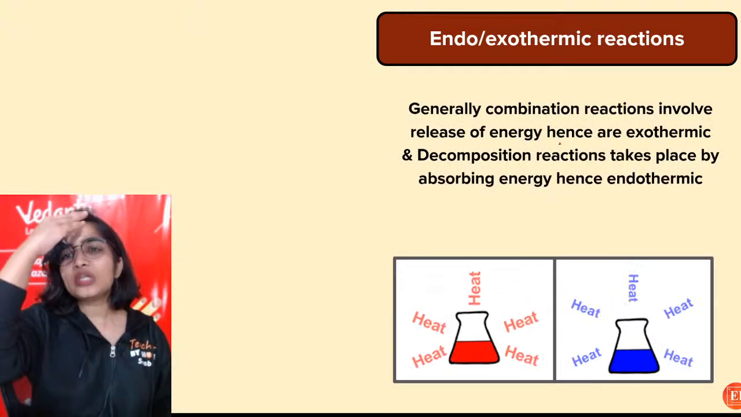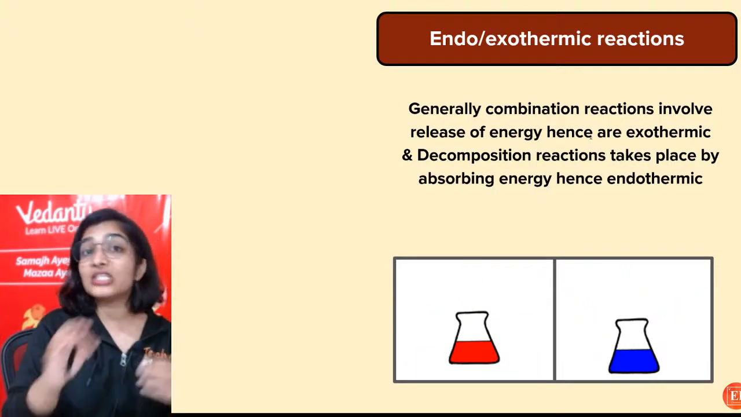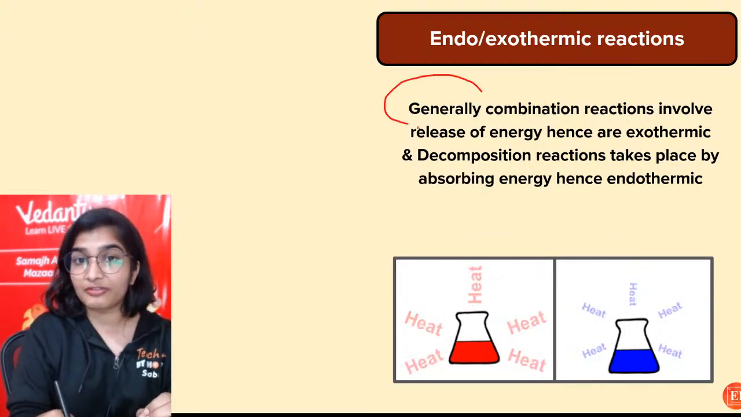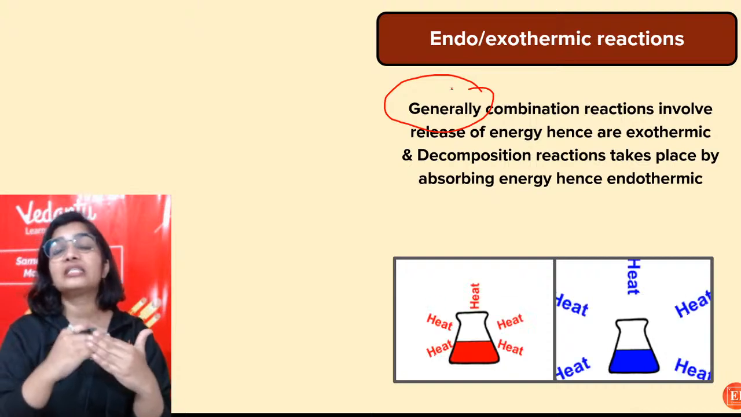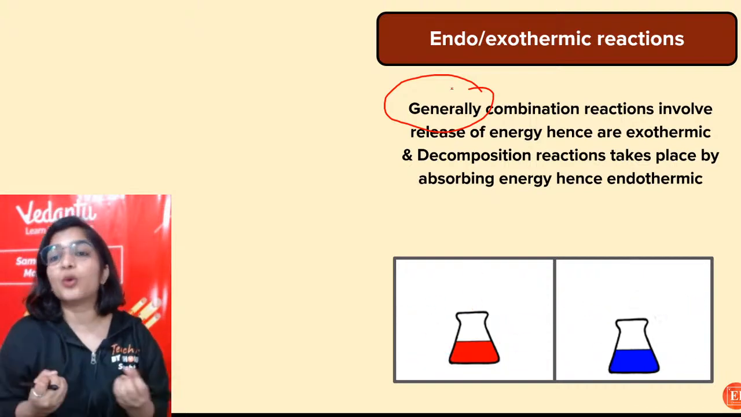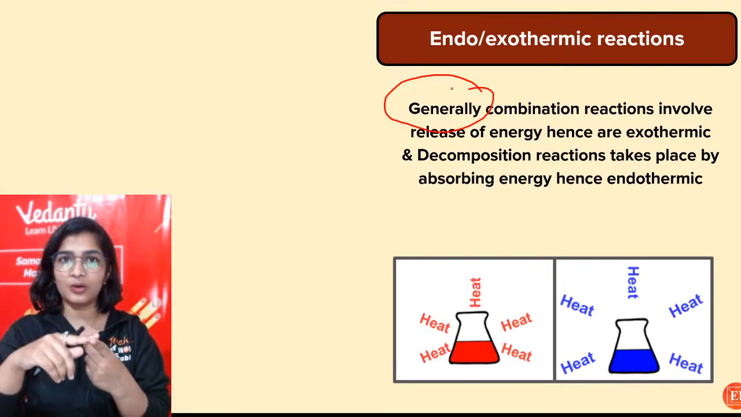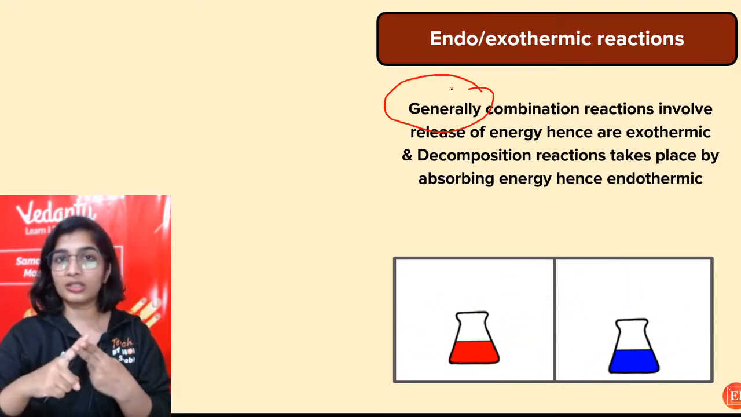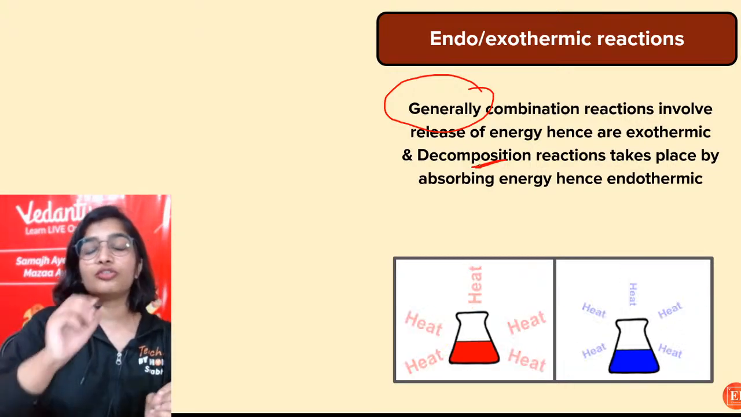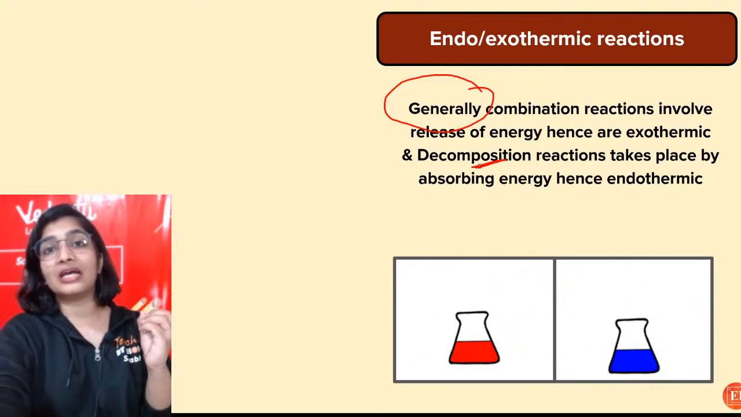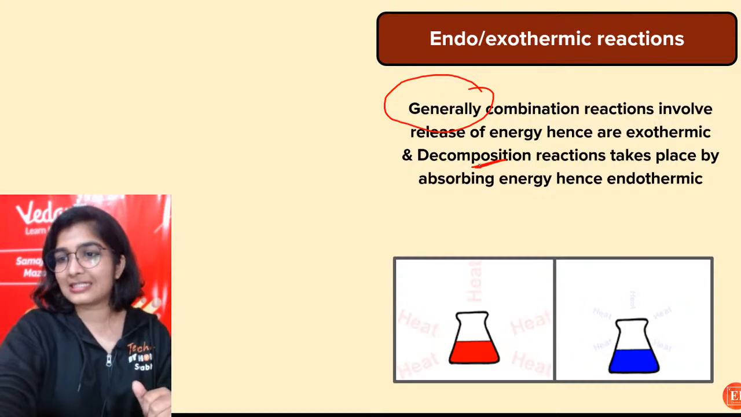Generally, combination reactions involve release of energy. Generally, there are exceptions. So generally combination reactions are exothermic, whereas decomposition reactions are endothermic. So we saw that decomposition reactions were carried out by sunlight, heat energy or electricity. So decomposition reactions are generally endothermic, whereas combination reactions are exothermic.